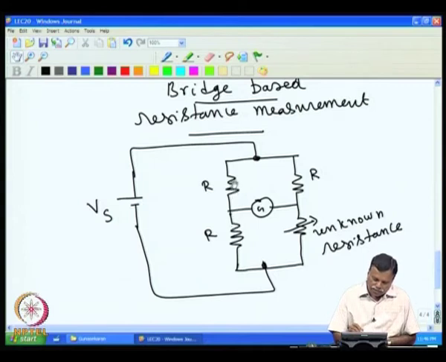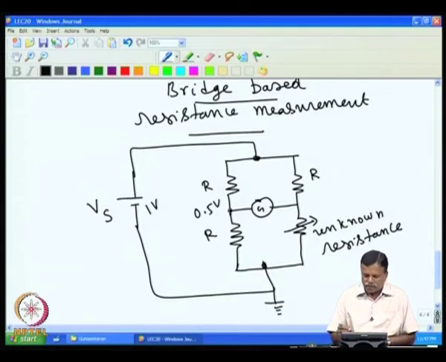So, for example, if I have 10K and 10K, and a 1 volt supply is given, then I know this point will be at 0.5 volt with respect to ground. I take this as my reference point, ground. So, this is basically a voltage divider, and this will be sitting at 0.5.